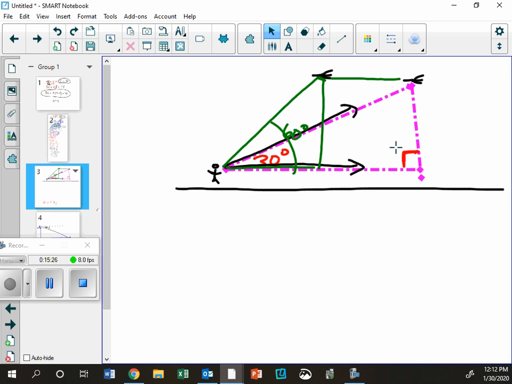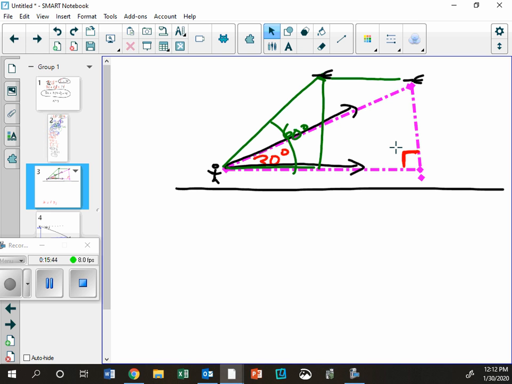Now, all I have so far is angles. Have I trained you enough to know that just angles aren't enough? You need at least one side. In fact, if you had two sides, you could even figure out the angle. But I need at least one side. Okay, so I need something.